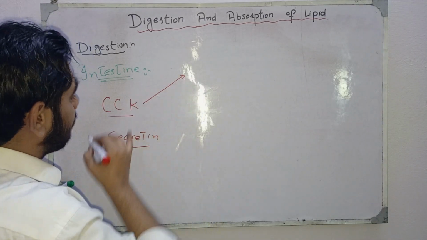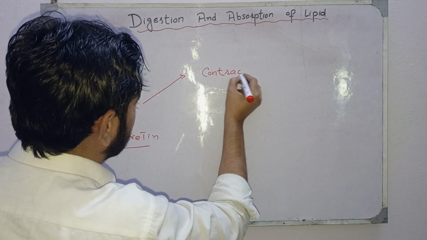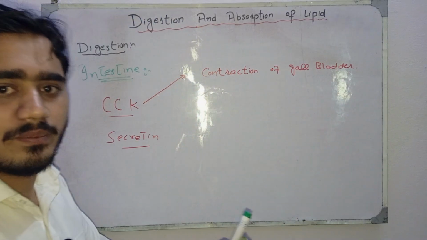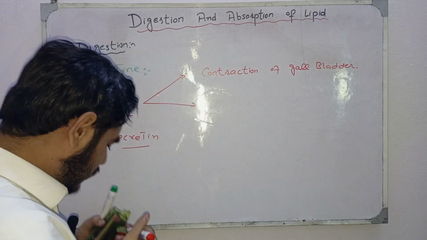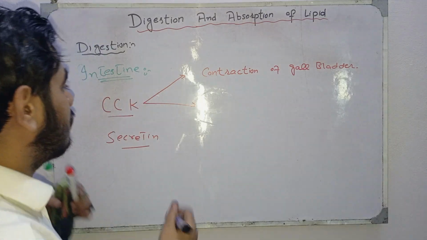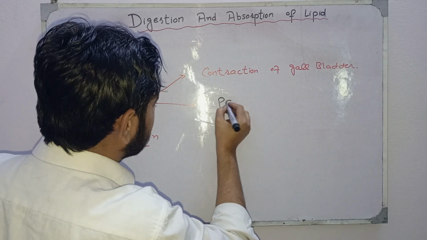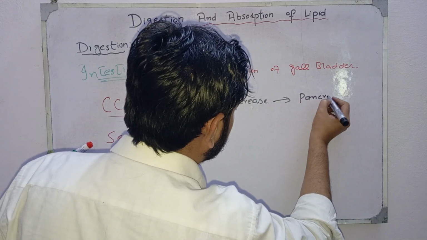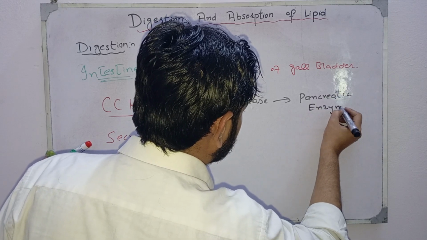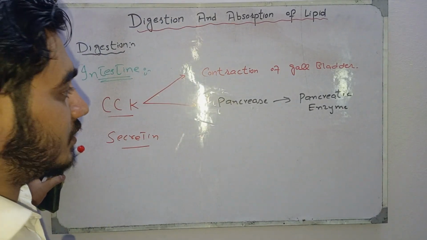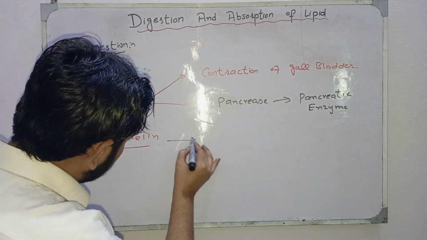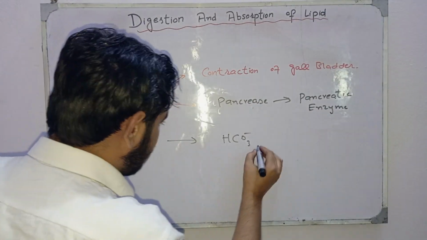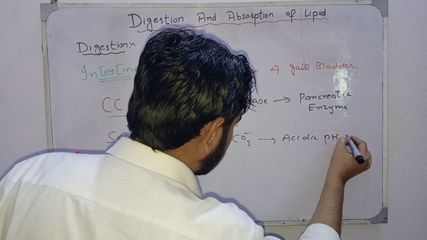Cholecystokinin is responsible for the contraction of the gallbladder and hence the release of bile. It is also very important because it acts on the pancreas and is responsible for the release of pancreatic enzymes: cholesterol esterase, phospholipase, and lipoprotein lipase. Secretin is responsible for the release of bicarbonate ions, and it neutralizes the acidic pH of the stomach.